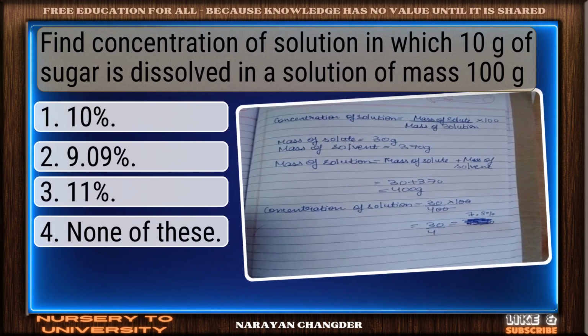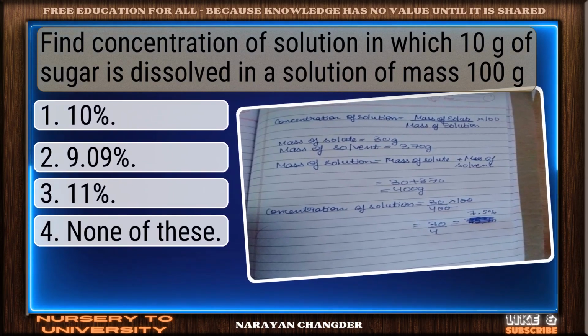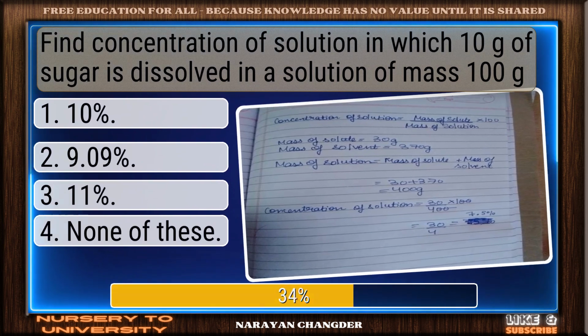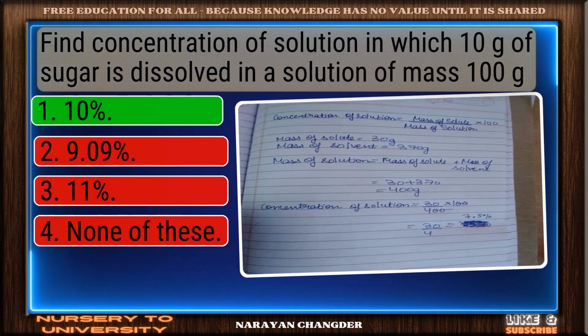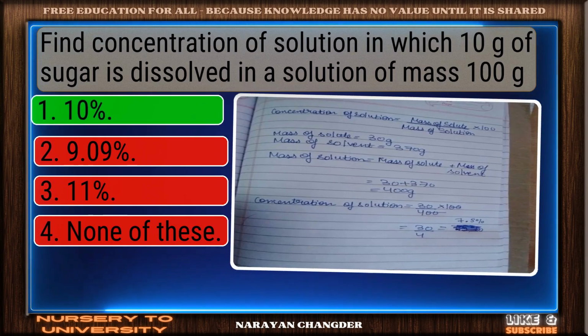Question number 52. Find concentration of solution in which 10 g of sugar is dissolved in a solution of mass 100 g. Perfect. 10% is the correct choice.